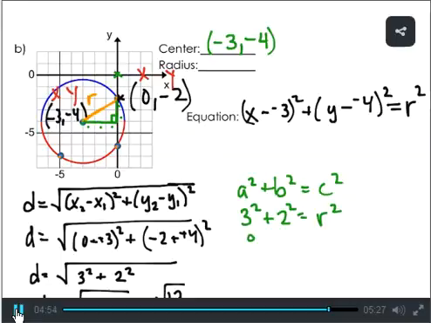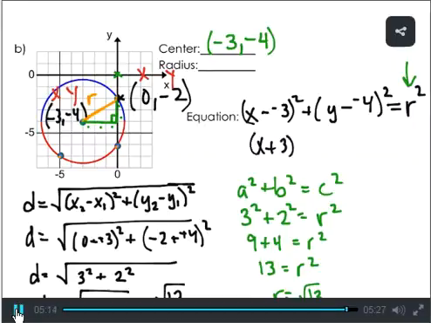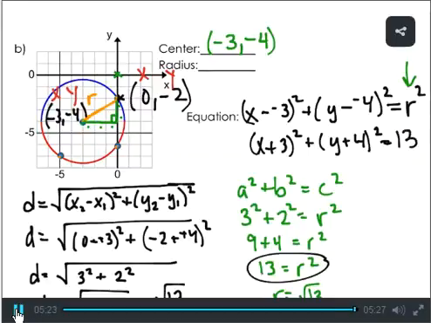9 plus 4 is 13. 13 is equal to r squared. Square root both sides and we figure out that r is radical 13. Now, all we really needed to figure out for the formula was r squared. So if I go through and rewrite this formula, I've got x plus 3 squared plus y plus 4 squared equals r squared, look right there, is 13. And we are done. Yay!